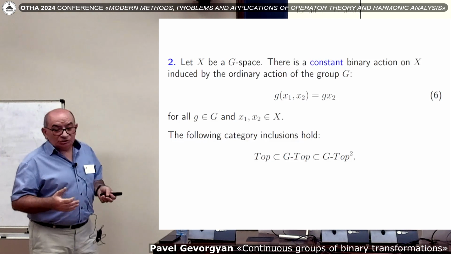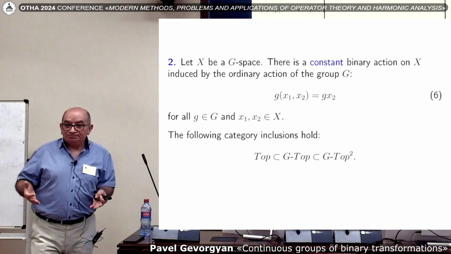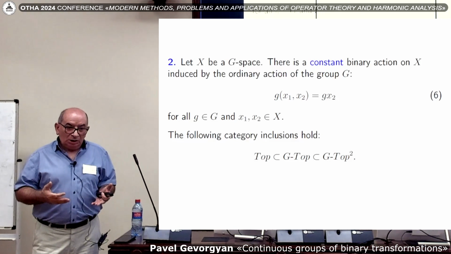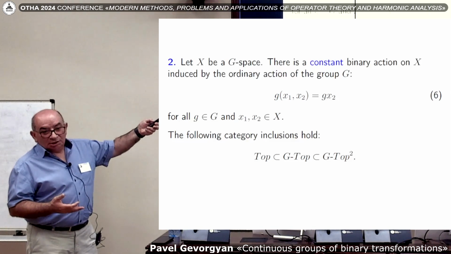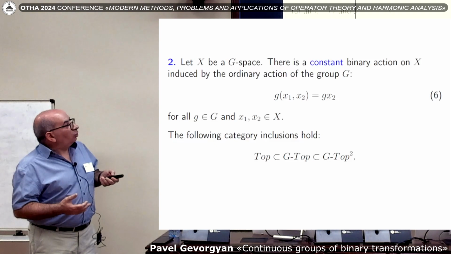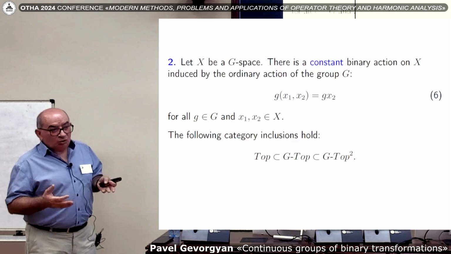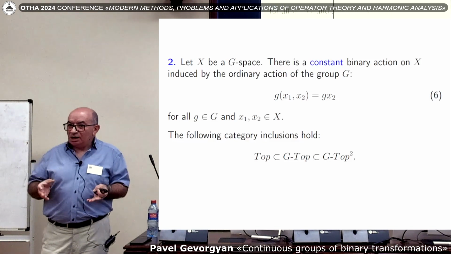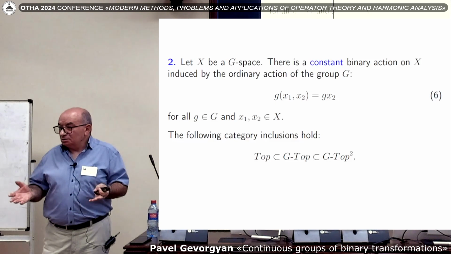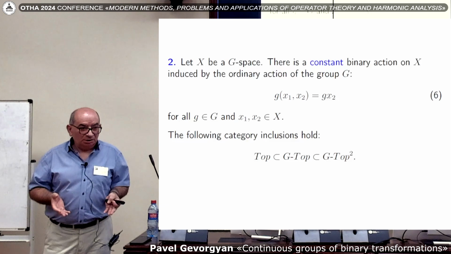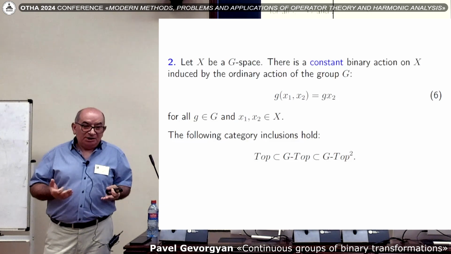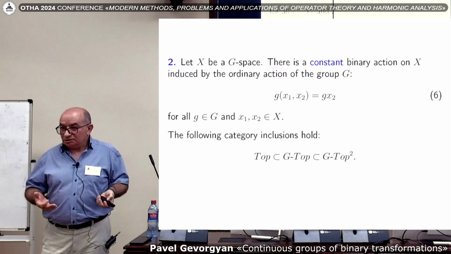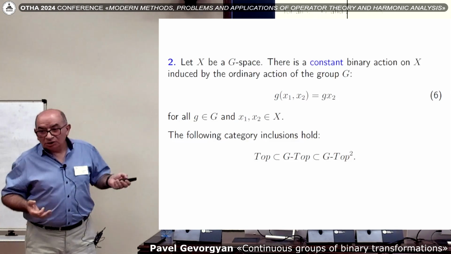Now let X be a G space. We can define a binary action of a group G on X by this rule. This binary action we call a constant binary action. So every topological space X we can consider as a G space with the trivial action of a group G on X, and every G space X we can consider as a binary G space with the constant binary action of a group G on X. So the following category inclusions hold.